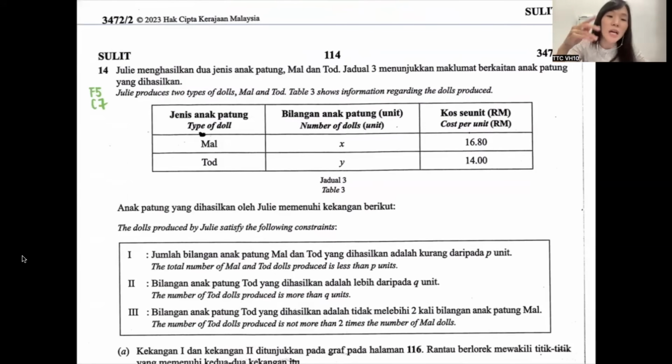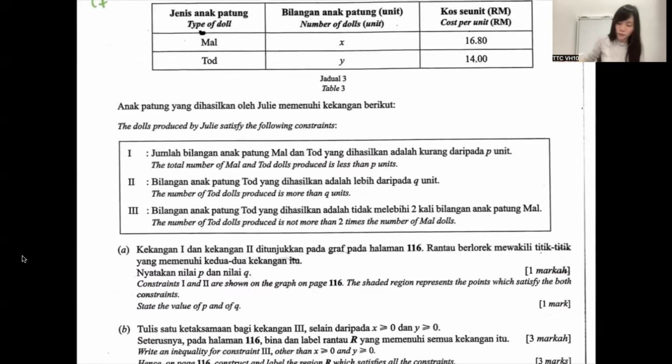So this one, they say Julie produced 2 types of doll, Mao and Toad. Table 3 shows the information regarding the dolls produced. So Mao produced X of it, Toad produced Y of it. The cost to produce the Mao is 16 ringgit 80 cents per doll, and for Toads it's 14 ringgit. First one, the total number of Mao and Toads produced is less than P. So Mao I produce X, Toad I produce Y. So isn't the total must be lesser than P? I think you're able to write an equation like that if you understand it, okay?